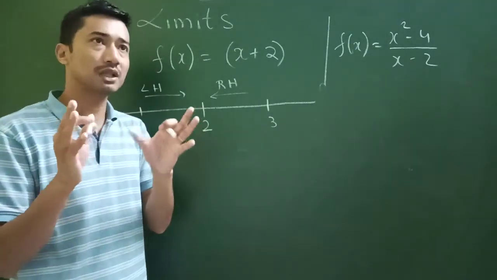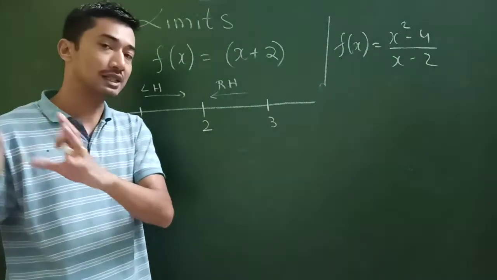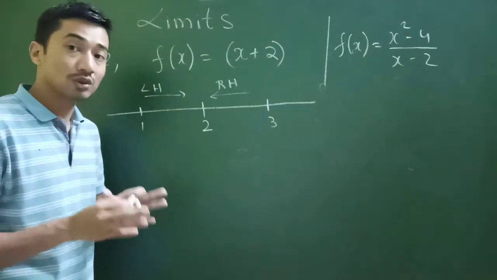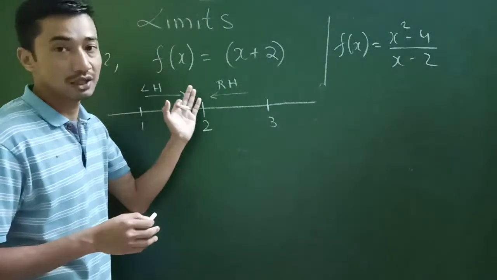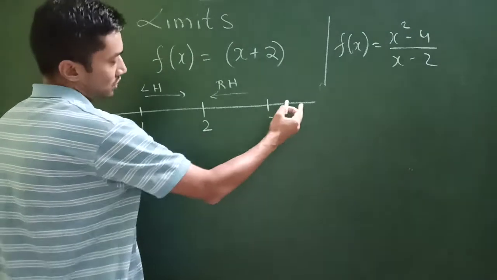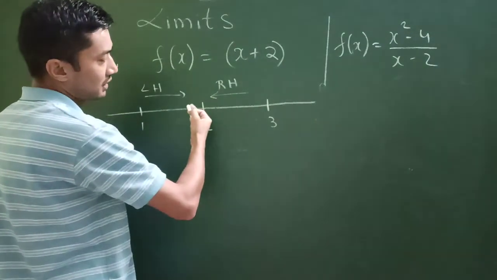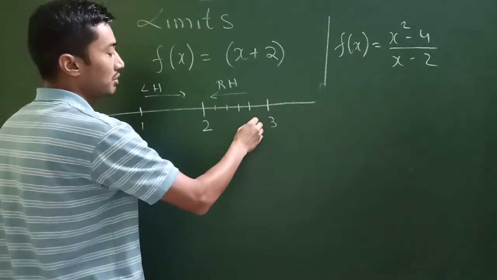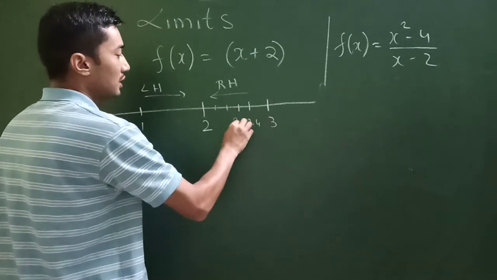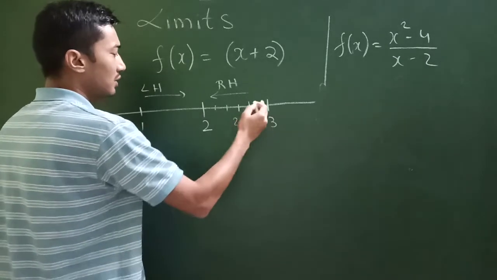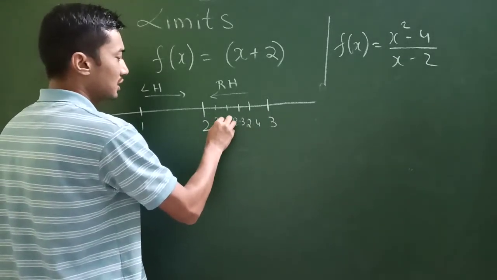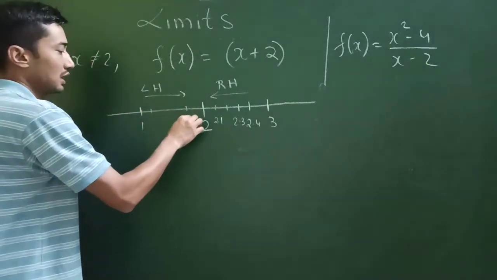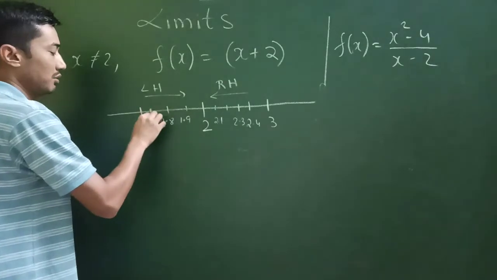Now you might be a little bit confused. Just leave that aside. Let's talk about this. There are two ways to approach 2 on the number line, from the right hand side and from the left hand side. Let's say we approach from the right hand side. We try to get as close as possible. Maybe we start with, let's say, 2.4, 2.3, and then we try to get closer, let's say 2.1. Then from the left hand side we try to approach, let's say, 1.9, 1.8, maybe 1.4.